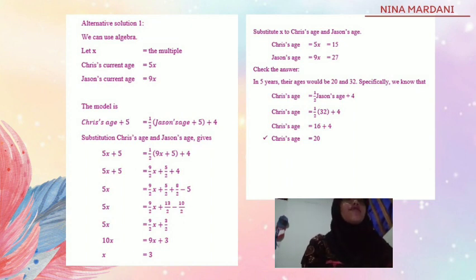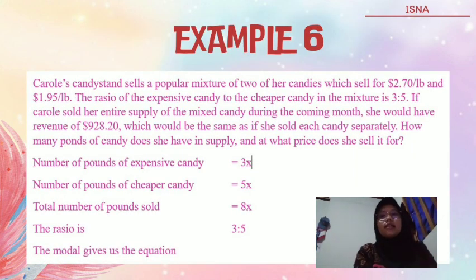Substitute x into Grace's age and Jason's age. Grace's age is 5x equals 15. Jason's age is 9x equals 27. Check the answer in 5 years. Their ages would be 20 and 32. Specifically, we know that Grace's age is half Jason's age plus 4. Grace's age is half times 32 plus 4. Grace's age is 16 plus 4. Grace's age is 20.